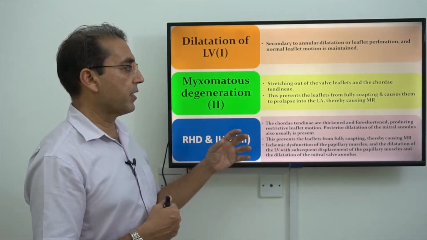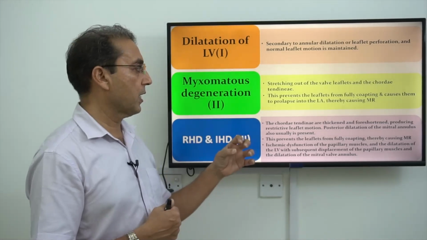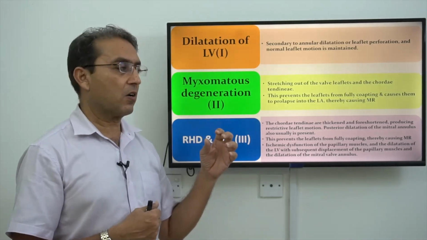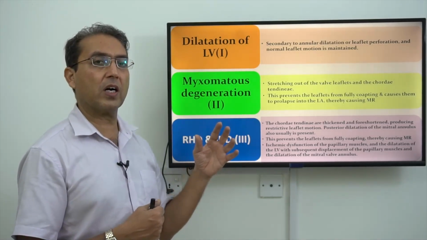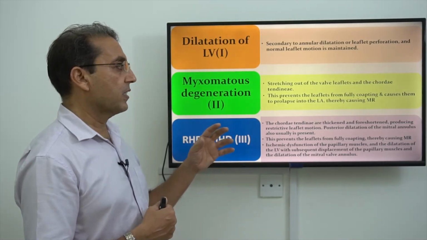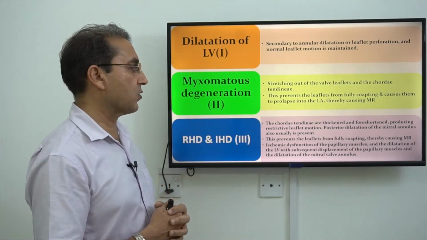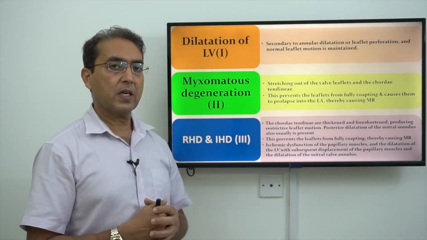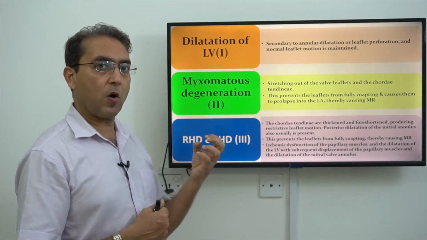So what happens, the chordae tendineae are thickened, they are foreshortened, and the valve leaflets are sometimes tethered to the surrounding structure, so they do not move appropriately. So there is posterior dilatation of the mitral annulus as well. And similarly, patients who have ischemic dysfunction of the papillary muscles cannot hold down the valve normally.